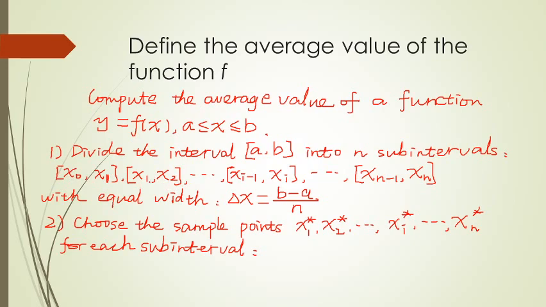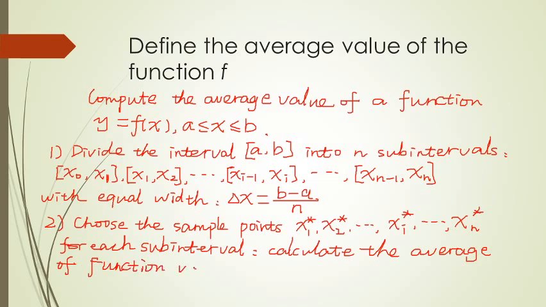We know the function f(x) will change, but we just choose one function value, right? We just choose one height for the rectangle. Where is the height? At x2*, f(x2*). So here we formed, okay? So we calculate the average of the function values.